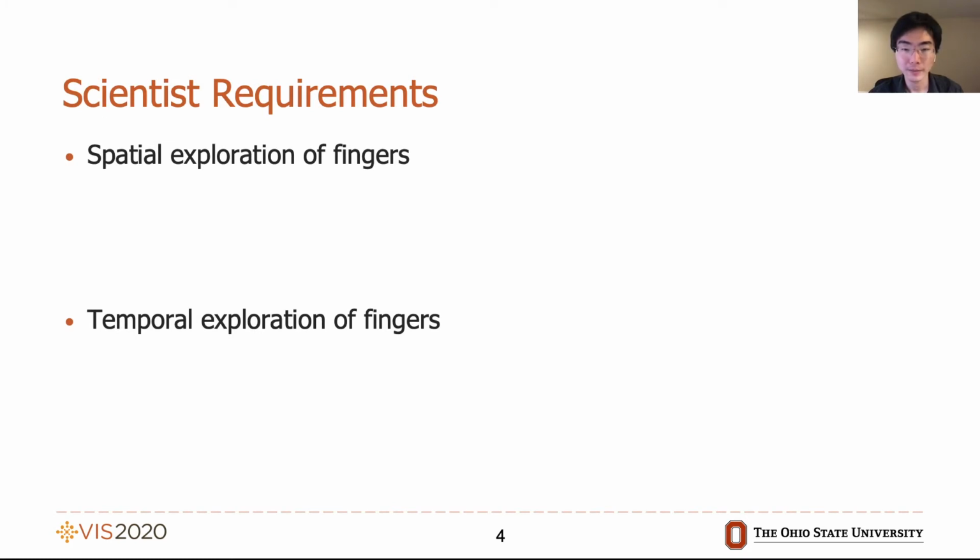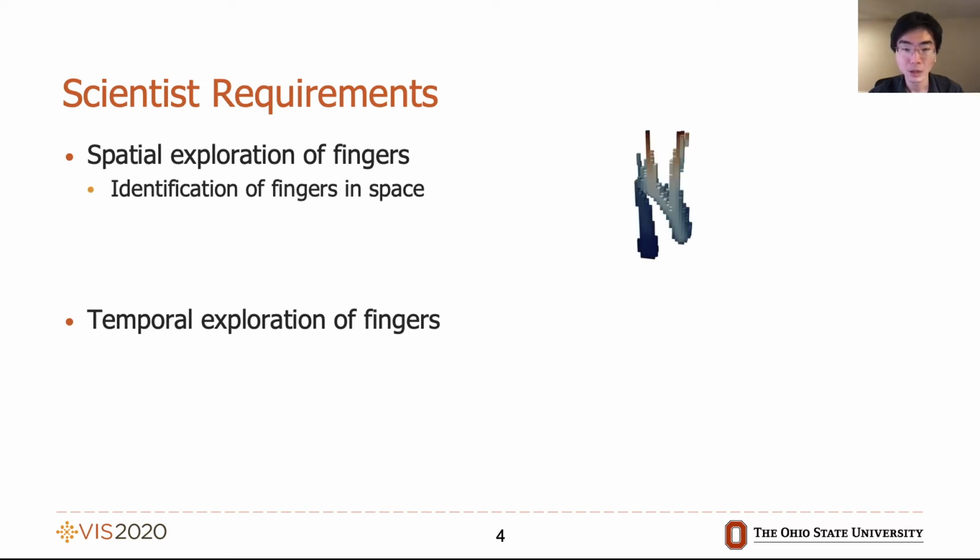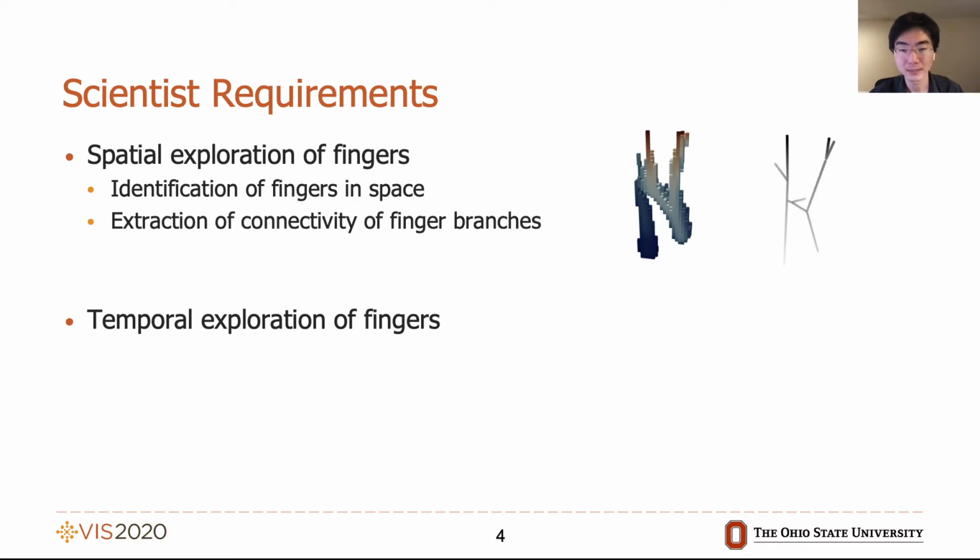We interviewed earth scientists for their analysis requirements. They were interested in spatio-temporal exploration of fingers. For the spatial exploration, they wanted to identify fingers and branches in space automatically. Also, it was important to extract the connections between branches. The connectivity of branches might help them develop new scaling laws for the analysis of flow instabilities.